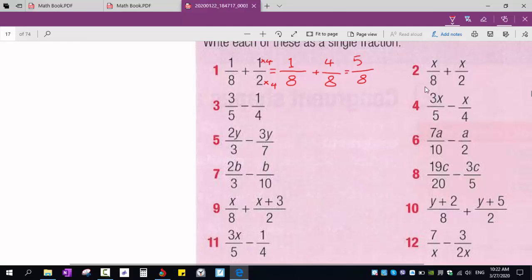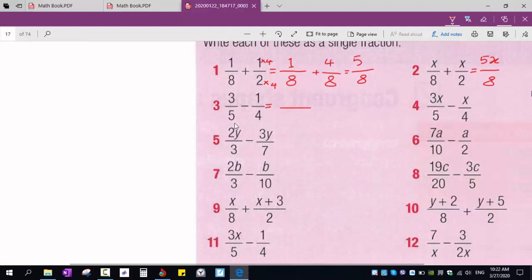Question 2. It's the same as question 1, but this time instead of ones, we have x's. Then we can straight away say it will be 5x over 8. Why? Because it's the same as this one, but this time we'll say x over 8 plus 4x over 8. x plus 4x gives 5x over 8.